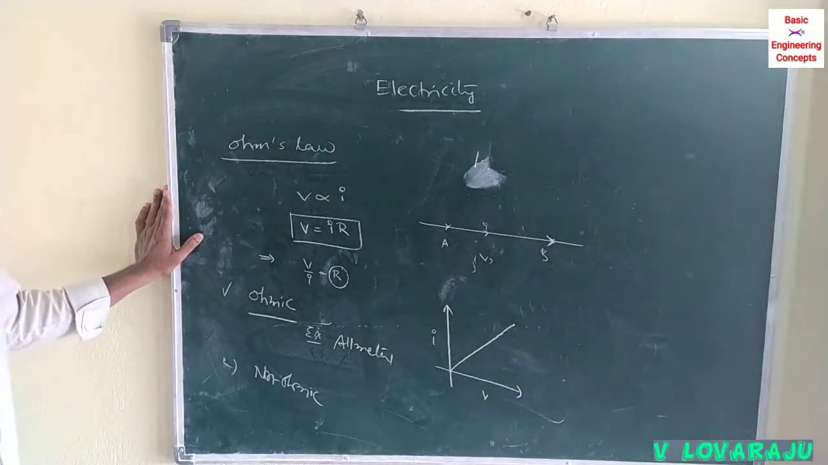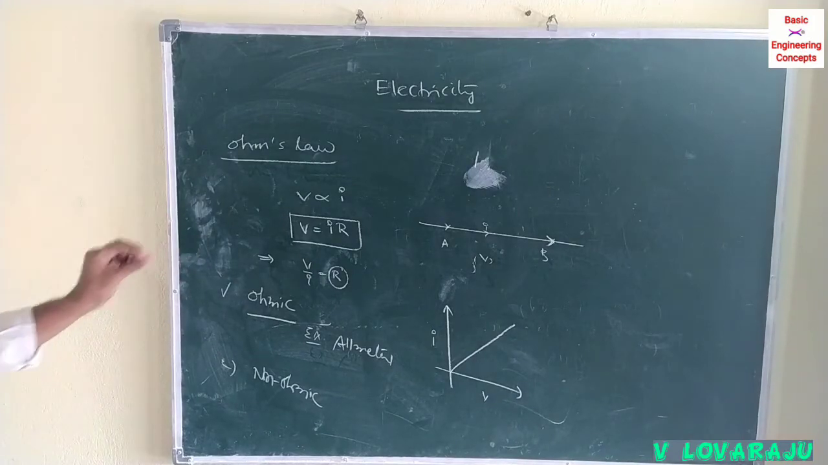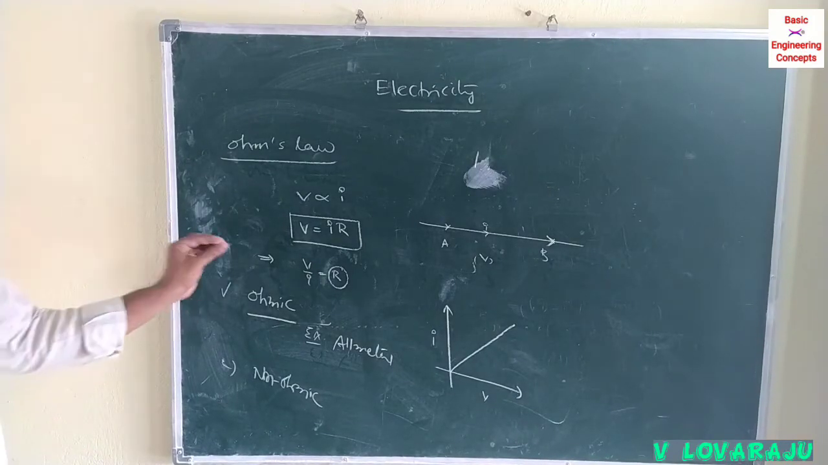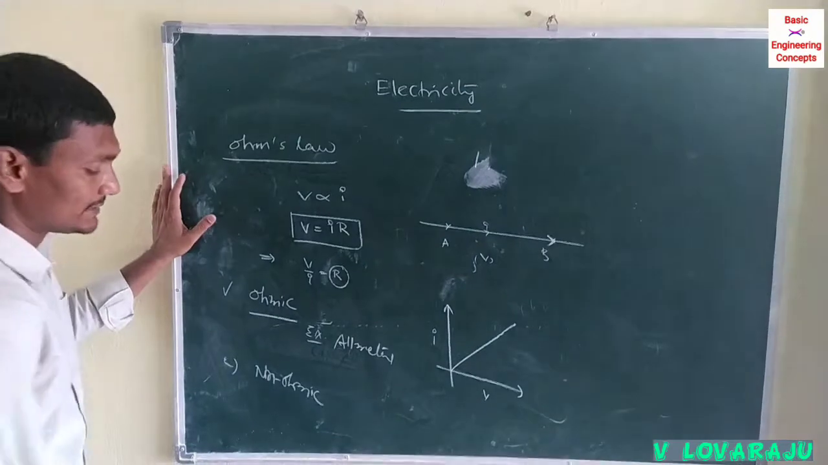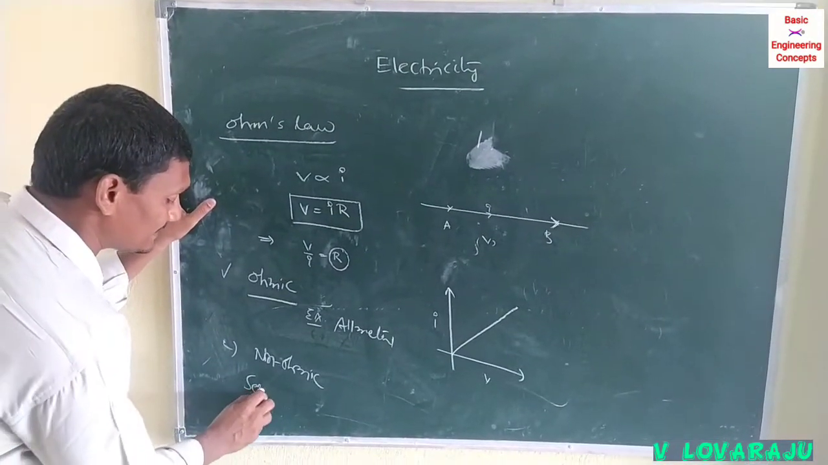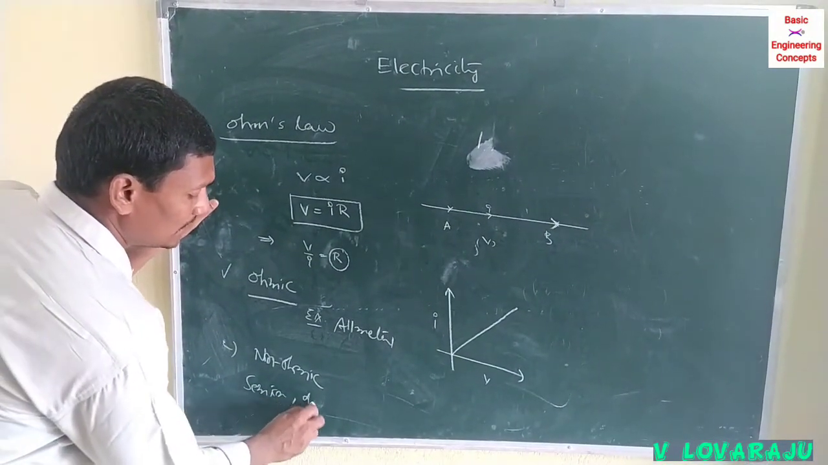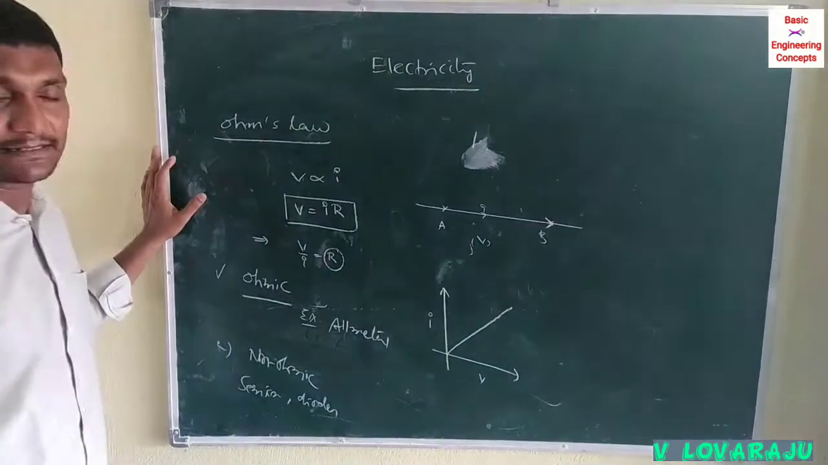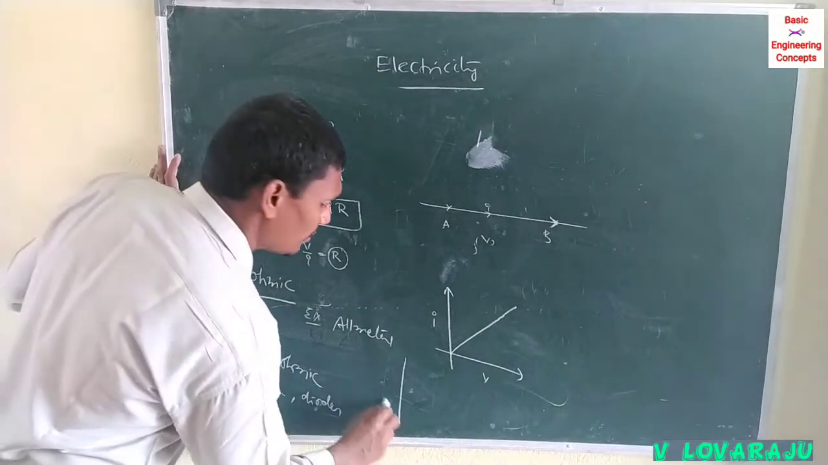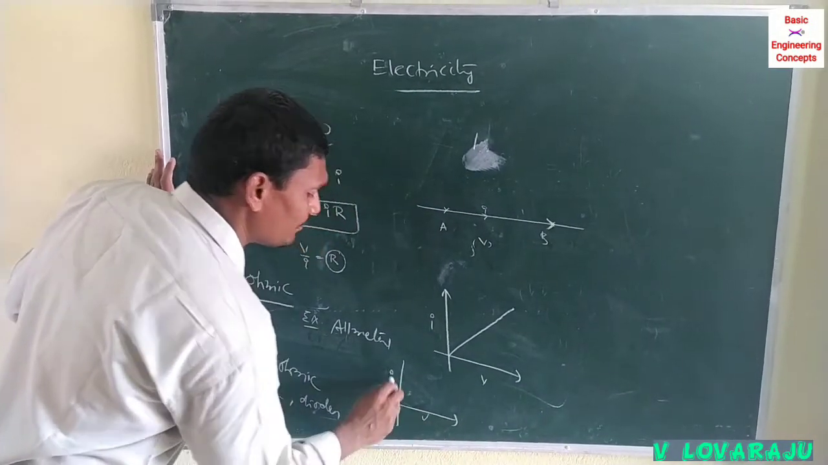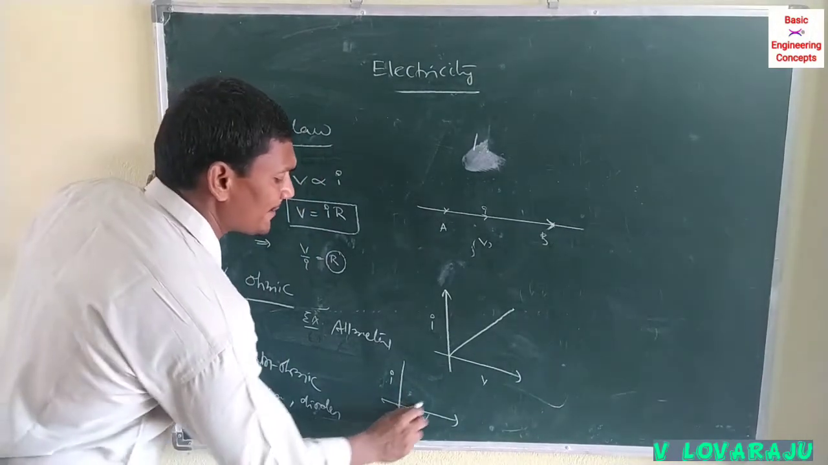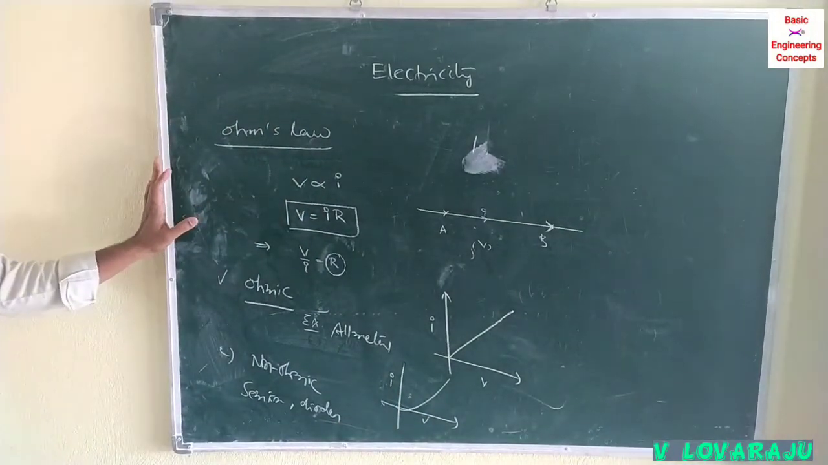The conductors which do not obey Ohm's law are called non-ohmic conductors. Examples: semiconductors, diodes, transistors, LEDs, etc. In non-ohmic conductors, the curve between voltage and current is non-linear. It is not a straight line.